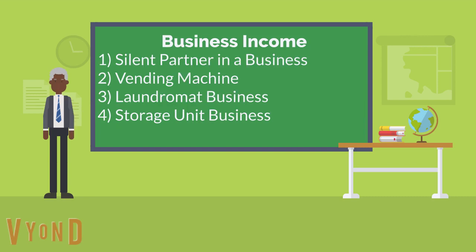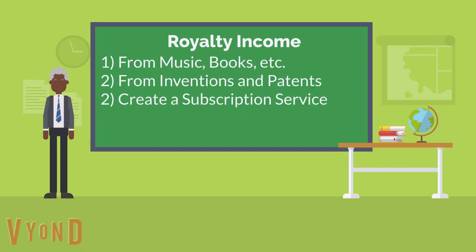The second income stream we'll talk about is business income. Income that's derived from you being a silent partner in a business. You start in a business such as a vending machine business and hiring somebody, or a laundromat or a storage unit business. Again, these are income streams that require you to have the cash up front to make these purchases, but require little to no effort on your part.